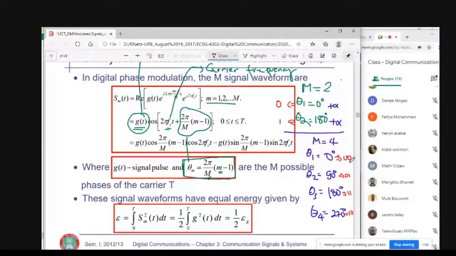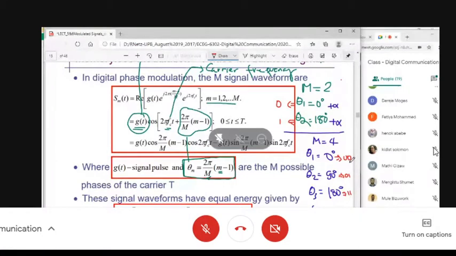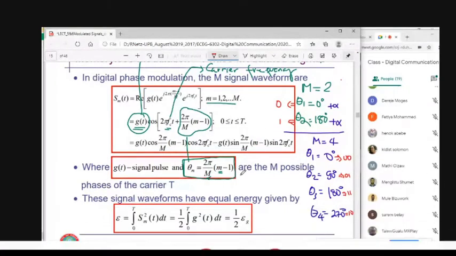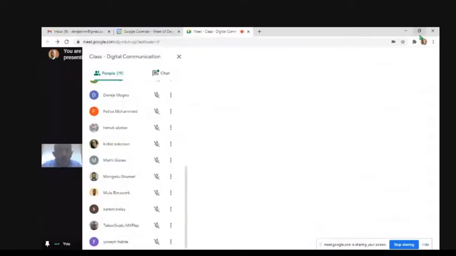On increasing the value of m we can go for capital M of 8, or modulation order of 8, 16, 32, then the list will go on.